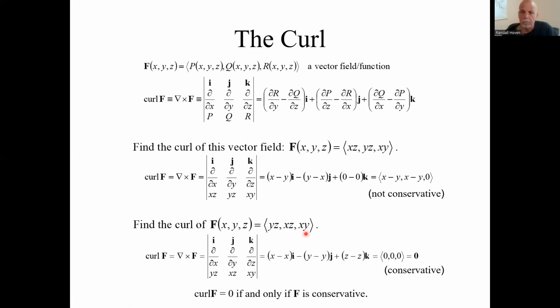Let's check its curl. P goes there. This is Q, it goes there, and the R goes there. Let's see, the i component: x minus x. j is going to be y minus y. k will be z minus z. All zeros, the zero vector. This is a conservative vector field.